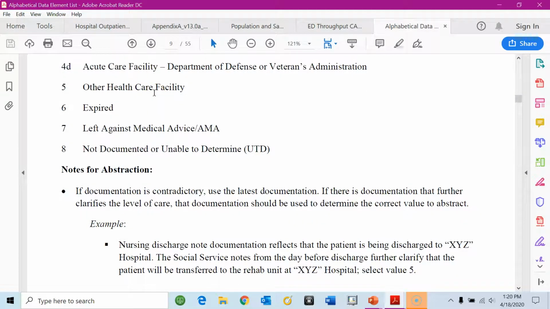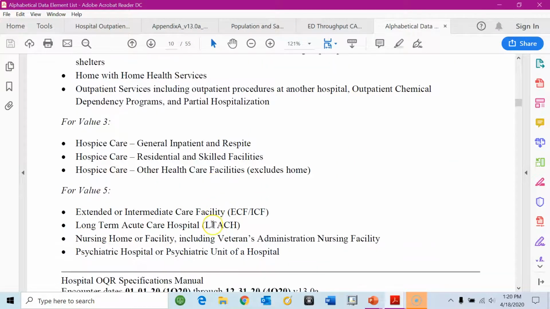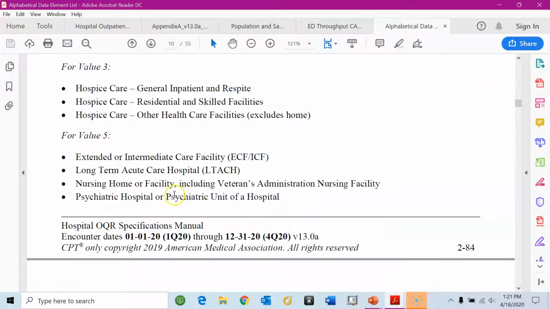Now, the big issue where people have problems is patients who go to the nursing home, because a lot of times hospitals will consider that if the patient resides in the nursing home, if that's where they live, and they're seen in the ED and go back to the nursing home, then it's considered home. That is not correct for abstraction. These patients are being transferred or discharged to, it doesn't matter which term you use, they are going to a nursing home. That's value 5. So it is not correct to put a discharge status of home. It is other healthcare facility.